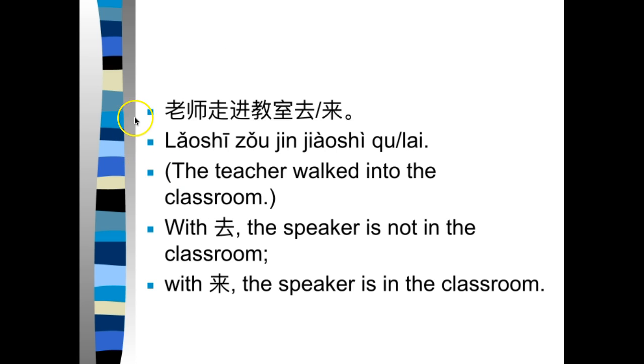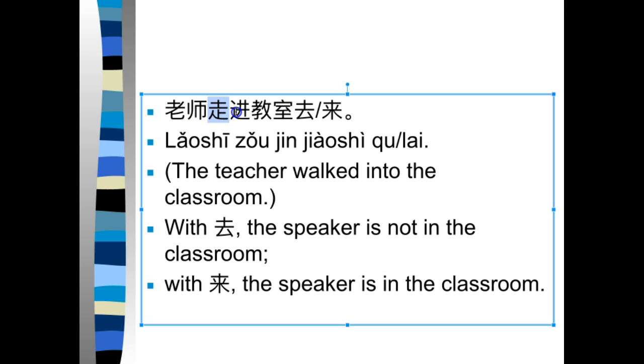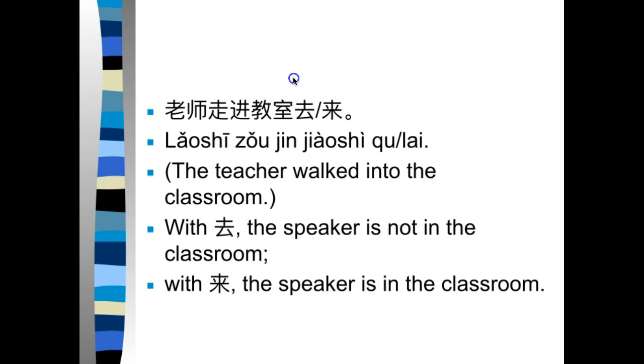Let's look at another example. 老师走进教室去 or 来. So the teacher is walking into the classroom, right? Here is the verb, here is the first direction complement, and here is the second directional complement. If the speaker is not in the classroom, then you would say 老师走进教室去. If the speaker is inside the classroom, then you'd use 来. You would say 老师走进教室来.